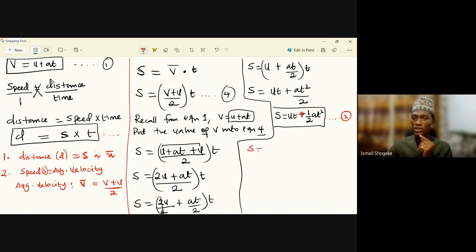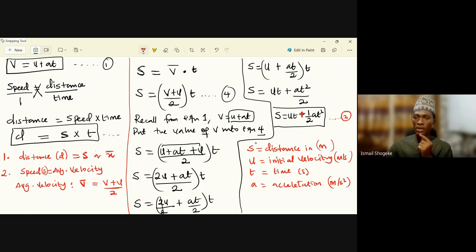Remember that S is your distance, not your speed. Distance in meters. U is our initial velocity in meters per second. t is our time in seconds. a is our acceleration in meters per second squared. SUTA.